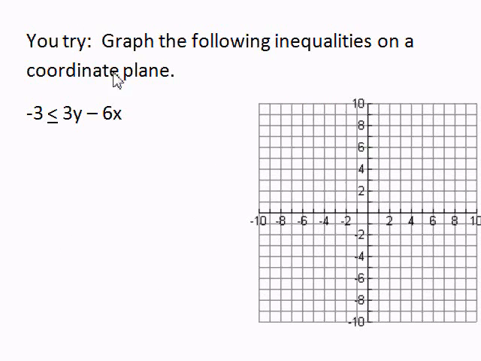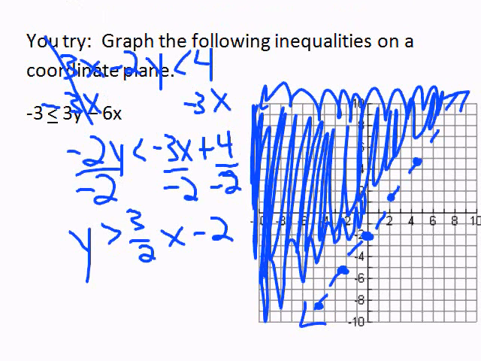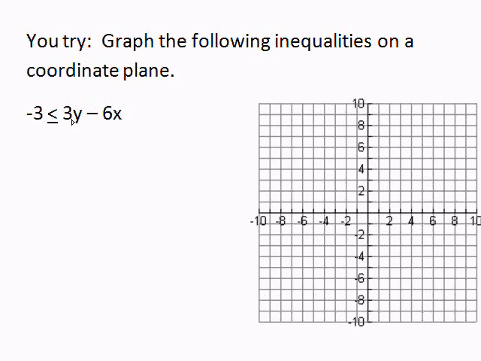For the first problem, you should notice that the y is on the wrong side. If you want to, you can go ahead and just flip the entire inequality around, which I'm going to do now. 3y minus 6x. Notice the greater than side points to the 3y. That means the greater than sign needs to be pointing to the side that has the y on it. So greater than or equal to negative 3.